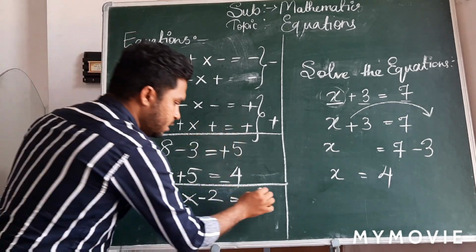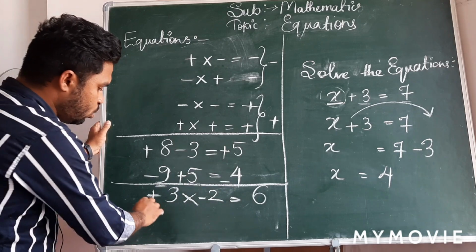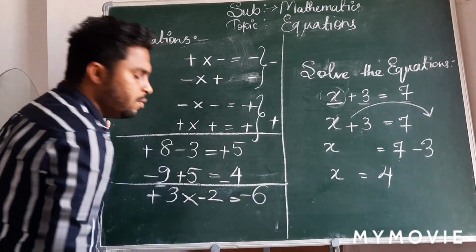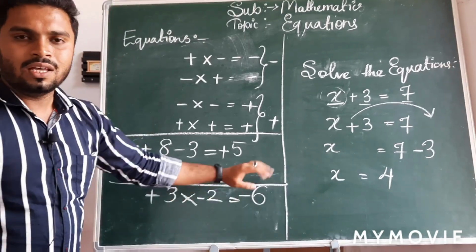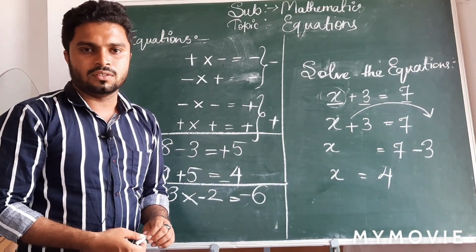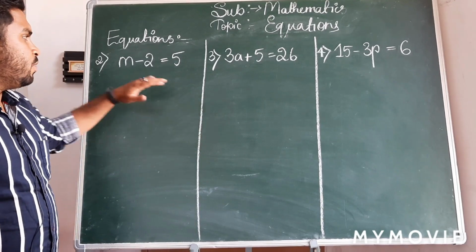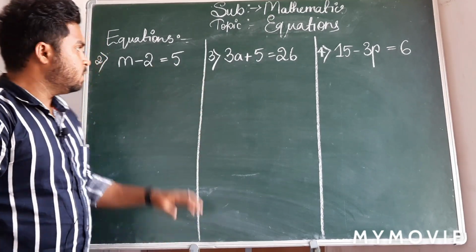3 2s are 6. Now direct solving, plus into minus, minus. This is in what? Multiplication. The same way you will get in division. Now students, we have our next problems.